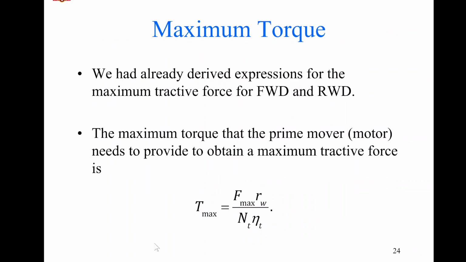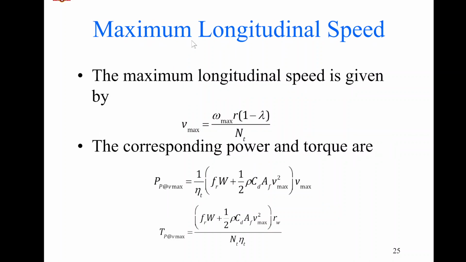If you look at the maximum longitudinal speed, it is given by Vmax equals omega max into R times (1 plus lambda) divided by Nt, where omega max again is the maximum rotational speed and lambda is the wheel slip ratio. This lambda is defined as (R omega minus V) by V during braking, and during traction you can define it as (V minus R omega) by V.